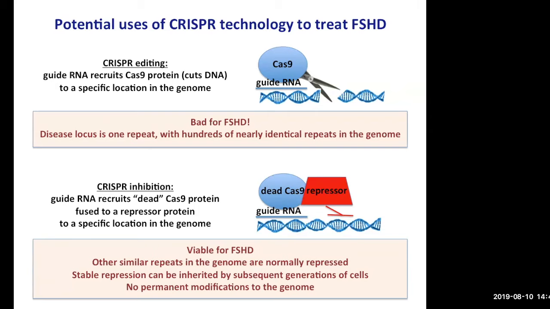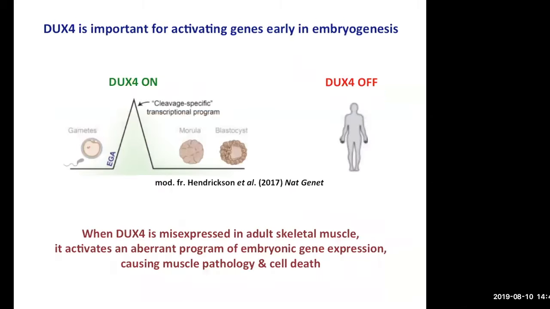So here's a question. Your theory seems to make an assumption that further repression of already repressed DUX4 won't cause harm. Is there a version being developed that only represses the one on, I guess, the 4QA haplotype, and leaves others alone?